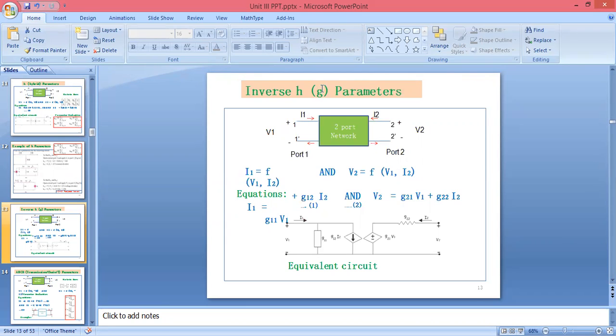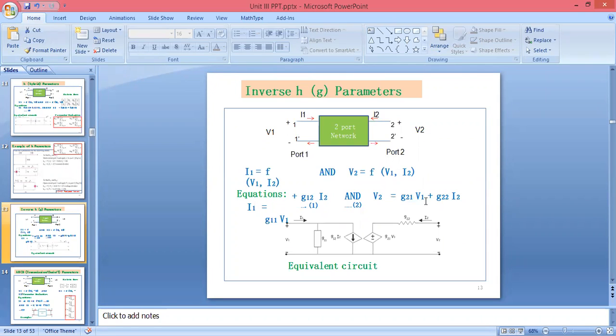So we will get the equations of V2 and I1 in the form of V1 and I2. Again you can consider here I2 equal to 0 ampere or we can consider V1 equal to 0 volt. So you will get the equations for G11, G12, G21 and G22. I have not written here but we can make these equations.